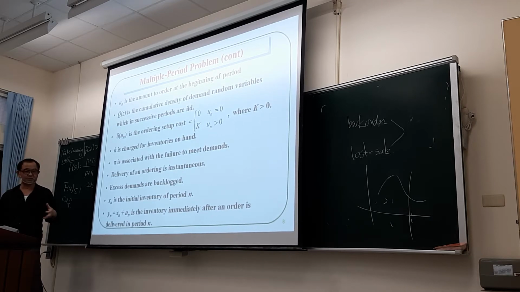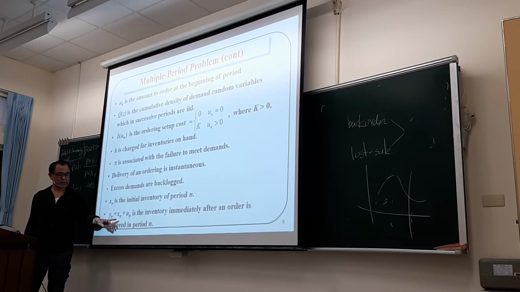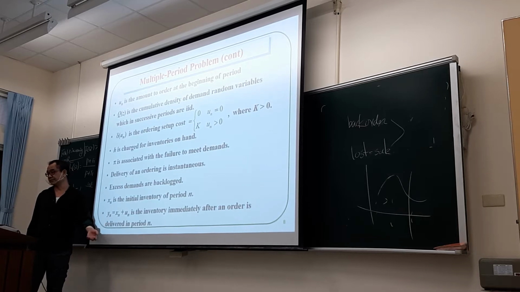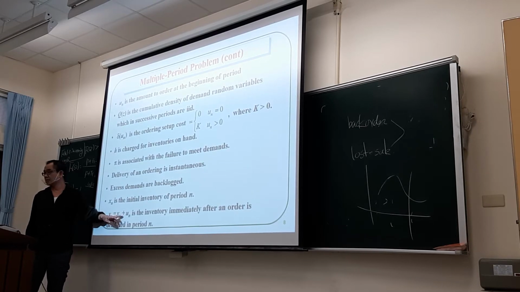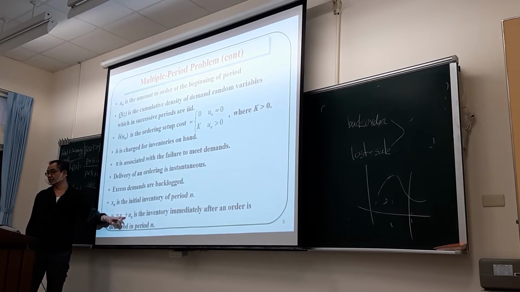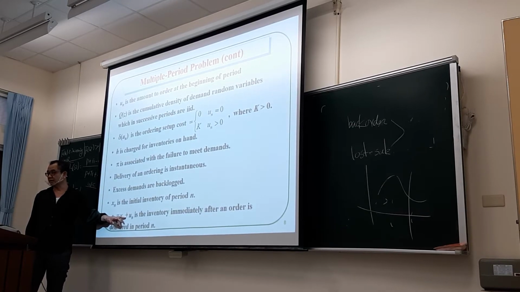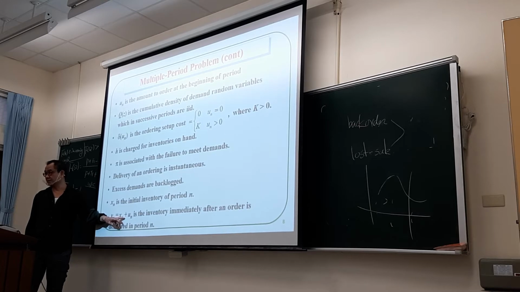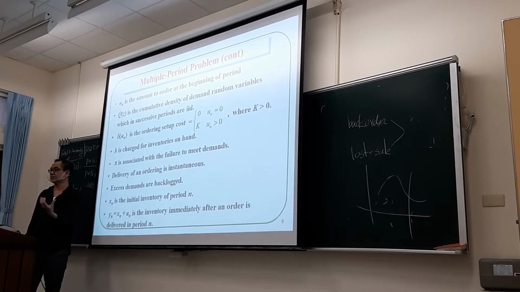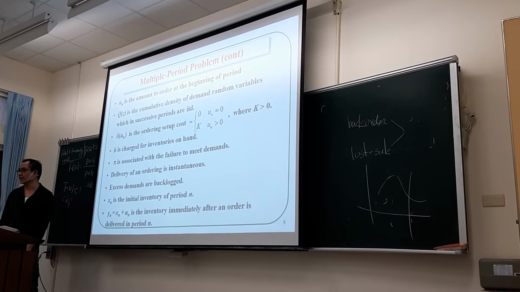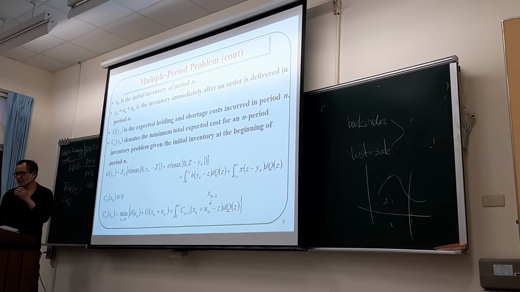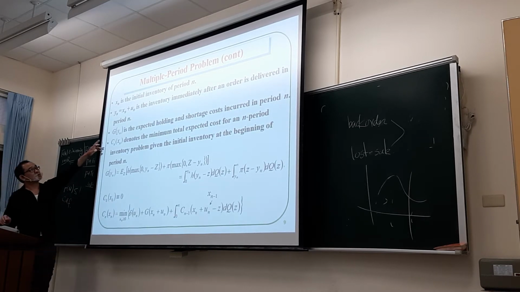Actually, there is some other research telling us that if the lead time is not zero, then there might be an order placed two periods ago, and then the order arrived, and so on. So this indicates the so-called physical inventory on hand. So Xn is the initial inventory of period n, and so on.